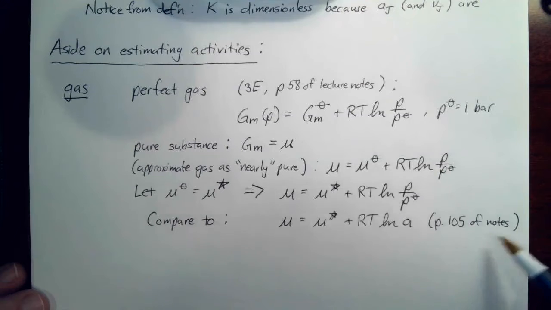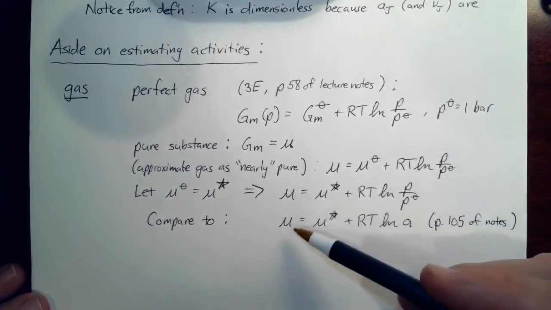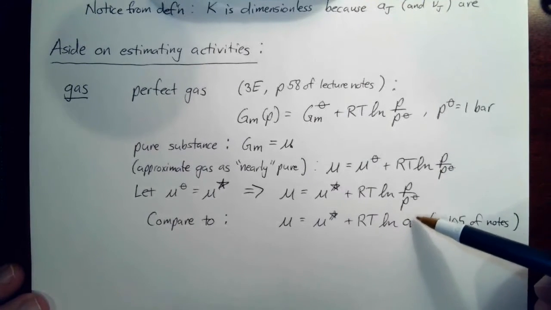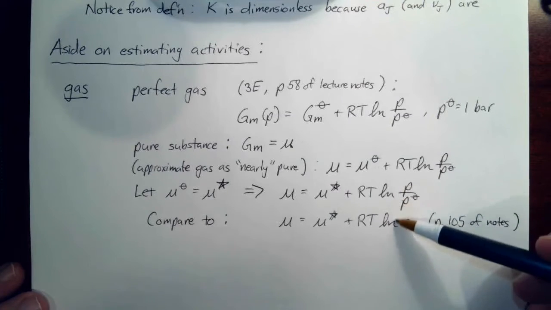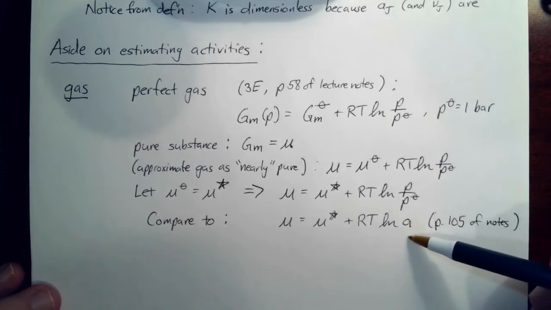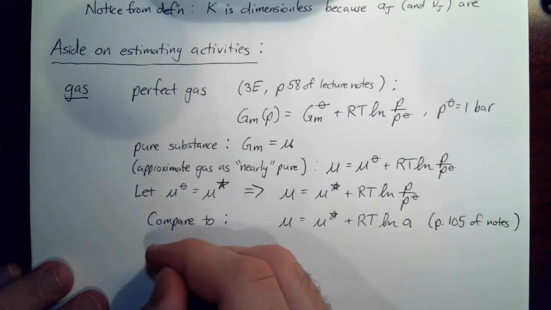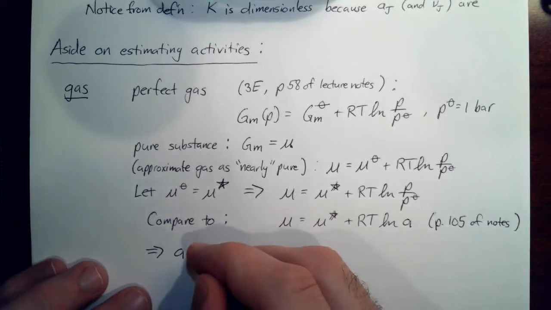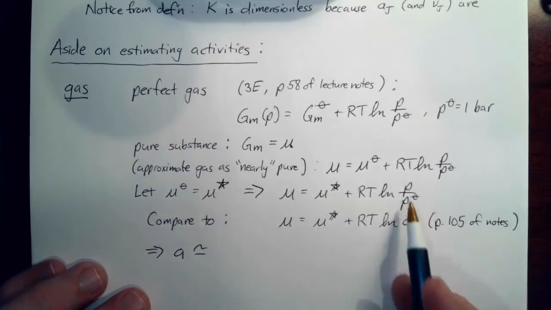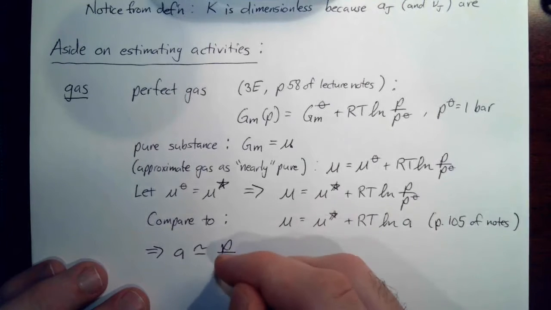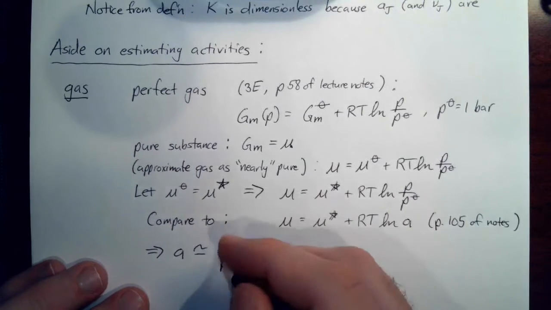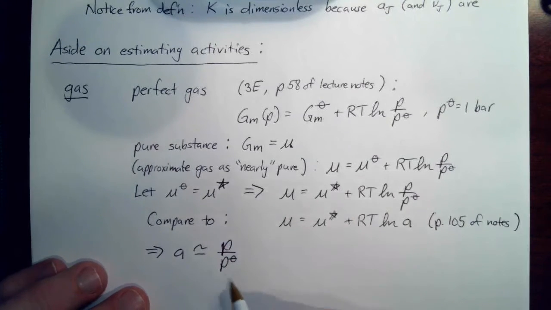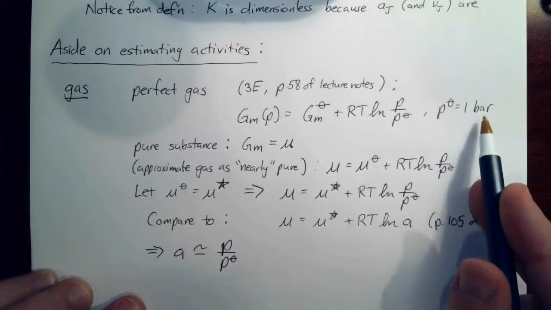Which you can find on page 105 of these notes. And comparing these, you can see that they're the same. So the arguments of the natural log must be the same. And so we can conclude that, again, this is an approximation, A can be approximated with P over P standard. That is the partial pressure of the gas over 1 bar.